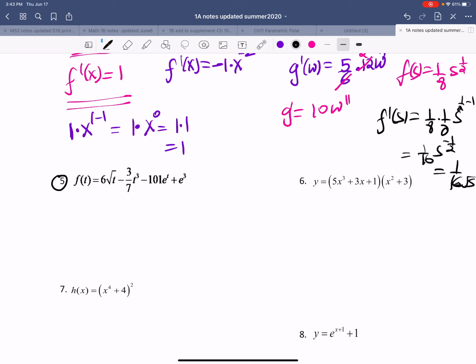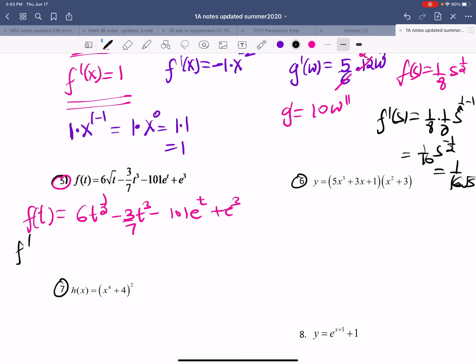When we are finding the derivative, we can do the derivative of individual pieces. So f prime of t would be, let's first rewrite it with an exponent. Think of 6 square root of t as 6 t to the power 1/2, minus 3 over 7 t to the third, minus 101 e to the power t, plus e to the power third.